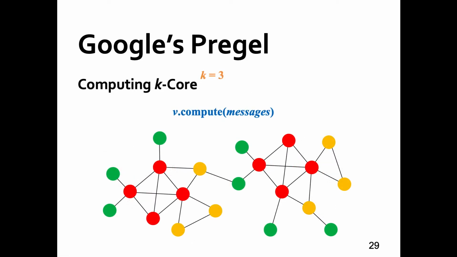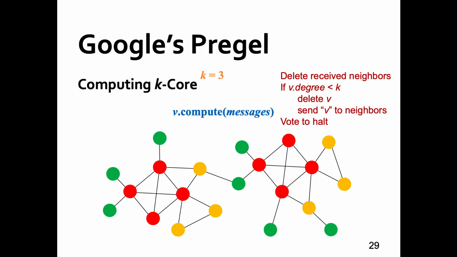Next, let's consider how to compute the k-core of a graph. We will illustrate the algorithm assuming that k equals 3. That is, we want to find the maximal subgraph where each vertex has degree at least 3. In the compute function, if the current vertex finds that its degree is less than k, it deletes itself and in the meanwhile sends messages to its neighbors to notify them to remove the current vertex from their neighbor list. A vertex always votes to halt at the end of an iteration. And as we have indicated earlier, the vertex will remove those vertex IDs that it receives from its neighbor list.